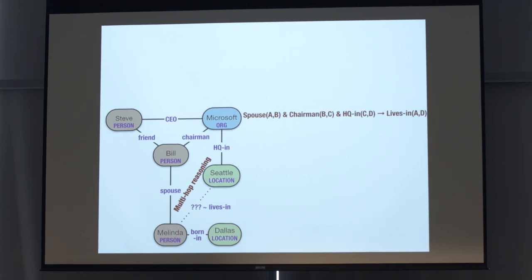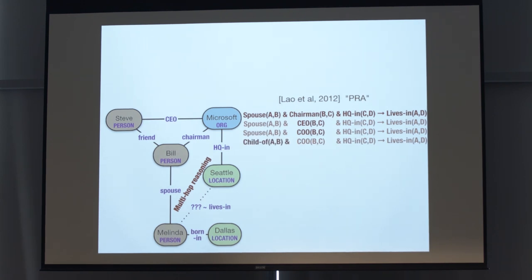And that's all well and good, but what if instead of chairman, I have CEO? I need another rule for that. Or what if instead of talking about the spouse hop in my chain, I'm talking about a child of instead? Well, now I need a combinatorial number of different rules, and it's looking painful. So we have been working, leveraging the fact that we have embeddings on the edges of this knowledge base, to try to do reasoning, not on symbols, but reasoning on vectors instead.